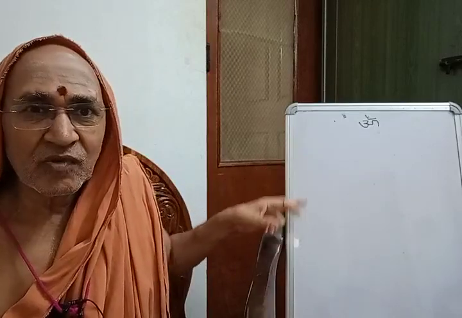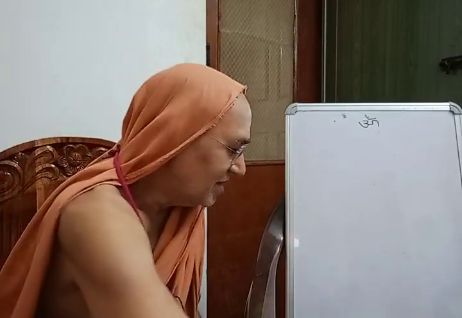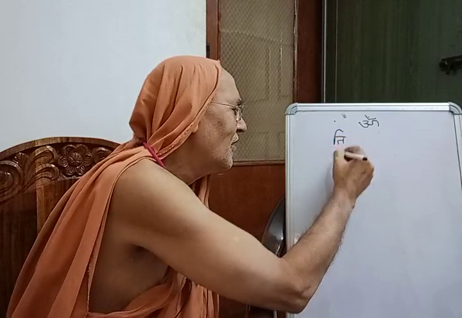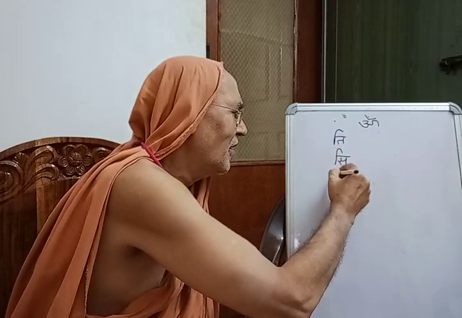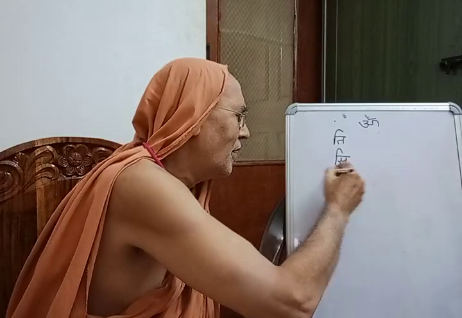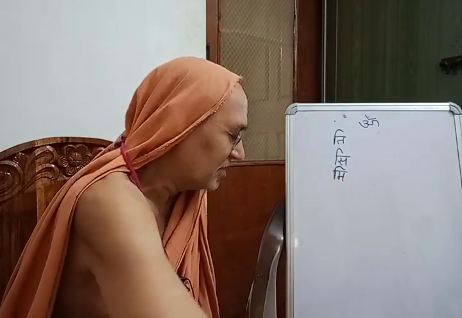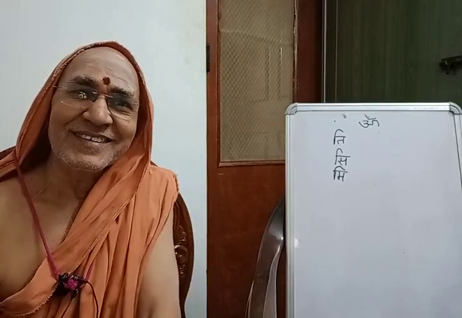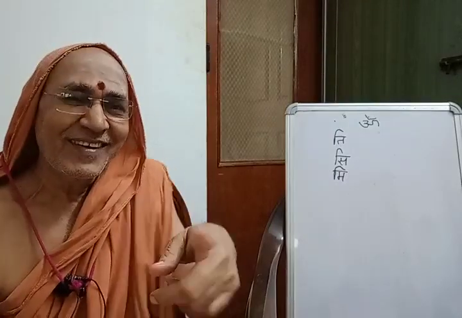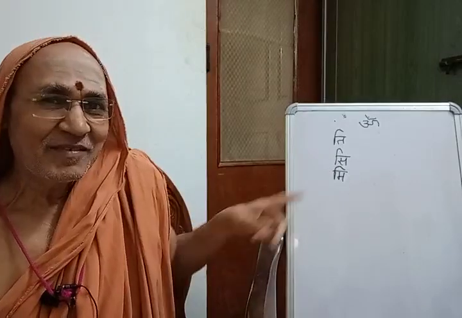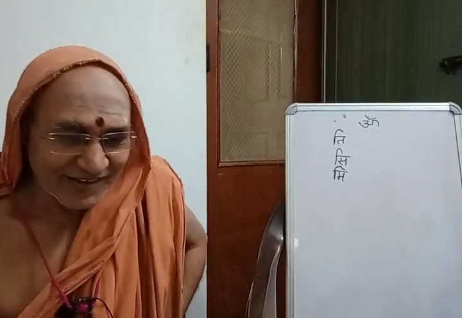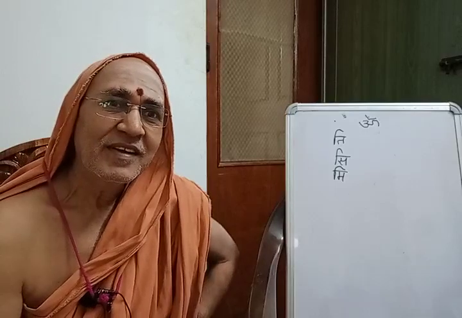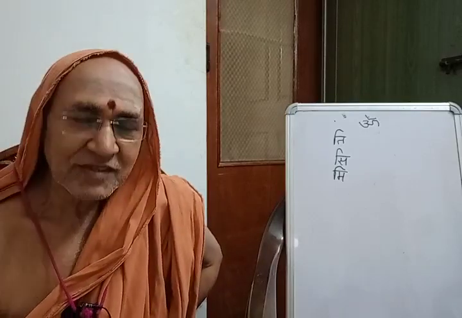Now how do you derive the present tense form? Rakshati, rakshasi, rakshami. I think we will write it anyway. It will be good. Rakshati, rakshasi, rakshami. Singulars. Rakshati means he protects or she protects. Then rakshasi, you protect. Rakshami, I protect.